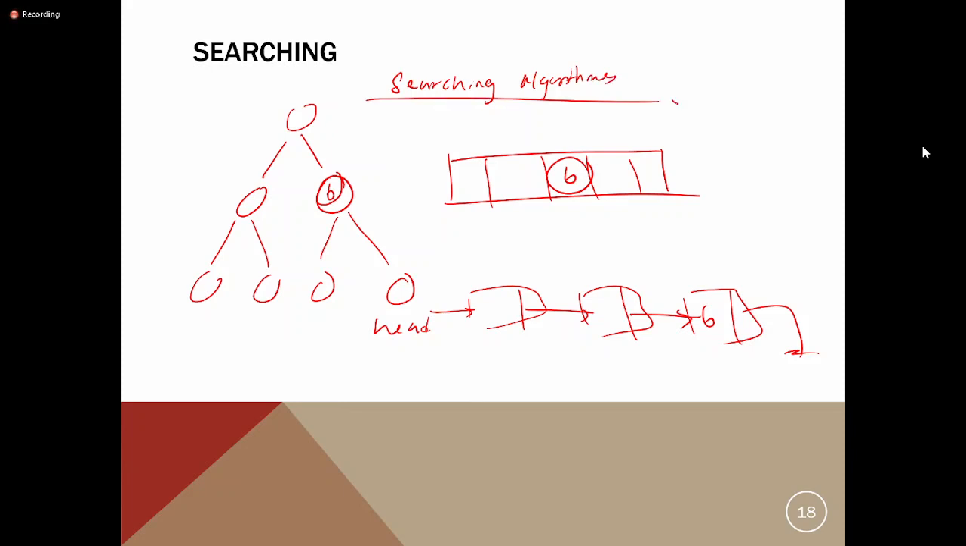We are searching for something. We are looking to find whether a value exists inside this data structure or not. Searching. Right? We are searching for a value whether it is in the data structure or not.